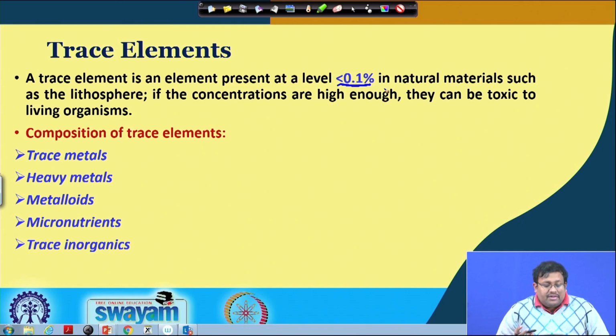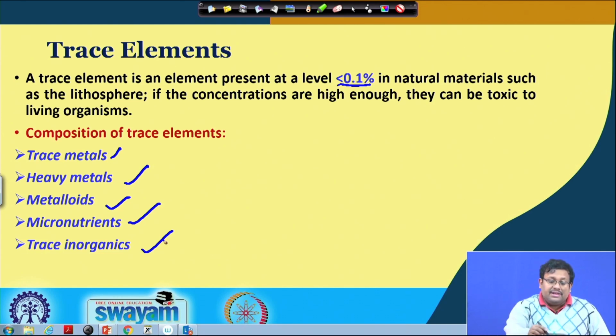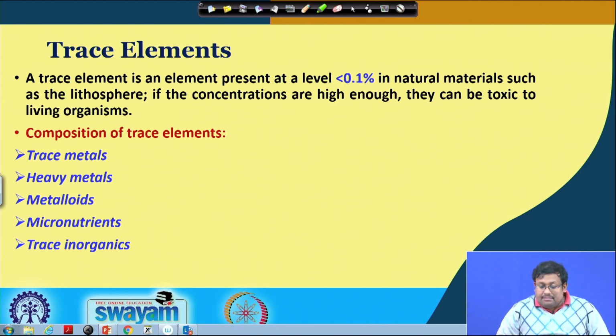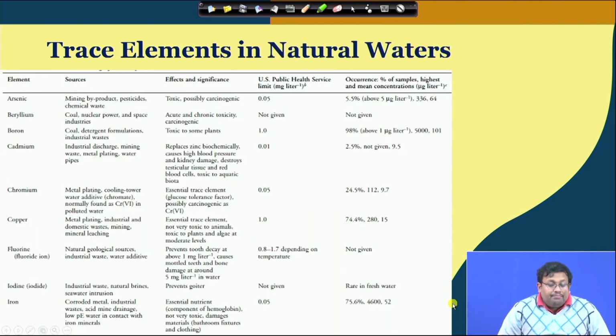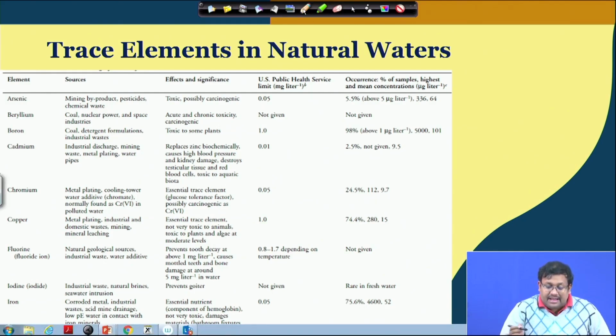Different types of trace element classes are there. We have heavy metals, metalloids, with arsenic an important metalloid, then micronutrients as well as trace inorganics. These are very important. When they are present in very high concentration, they can create several types of environmental hazards. So, we will discuss them. This table basically shows the trace elements in different types of natural waters.